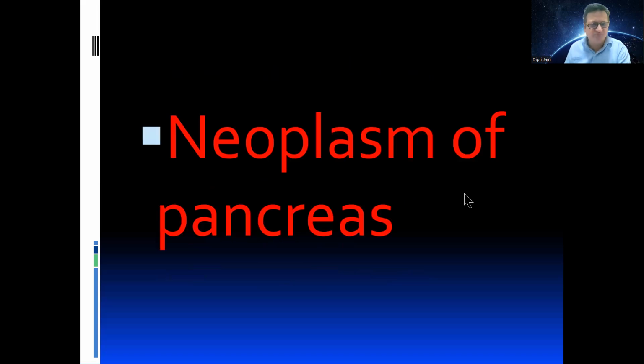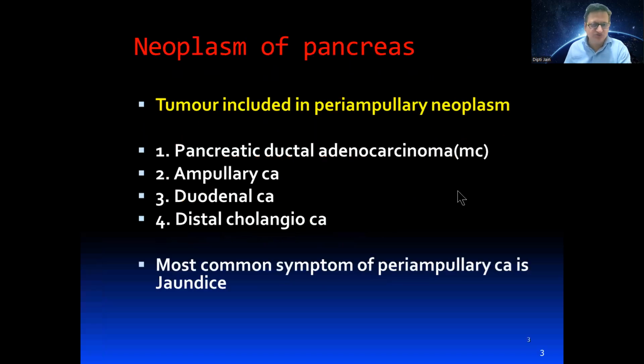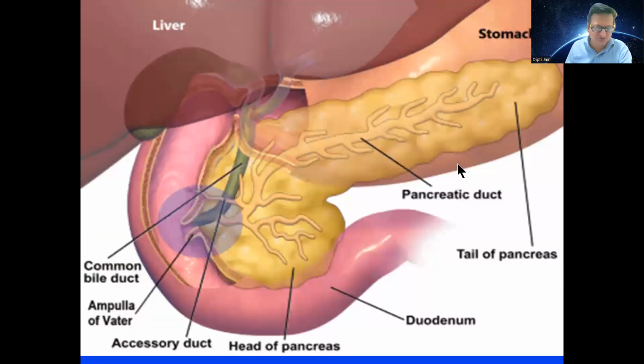Neoplasm of the pancreas. So what are the tumors included in periampullary neoplasm? This is the area which is situated here, where the duodenum and common bile duct are meeting and the pancreatic duct is also draining. So this is the area known as the ampullary part.